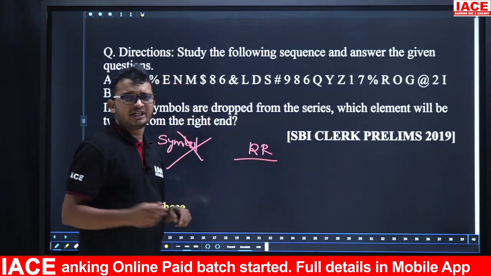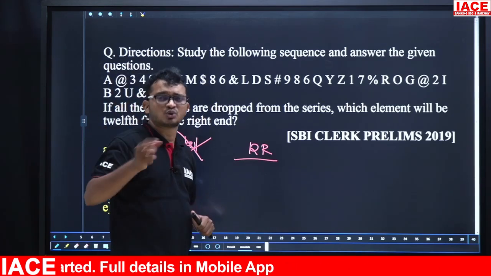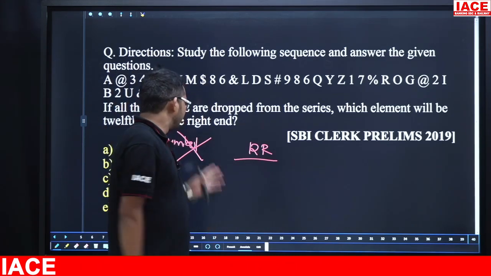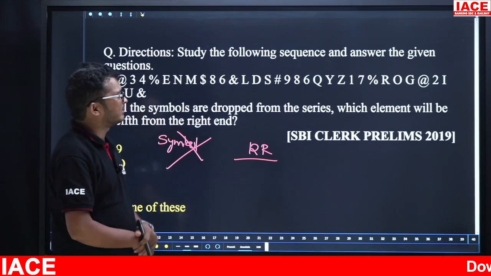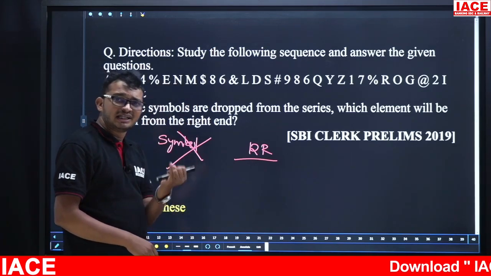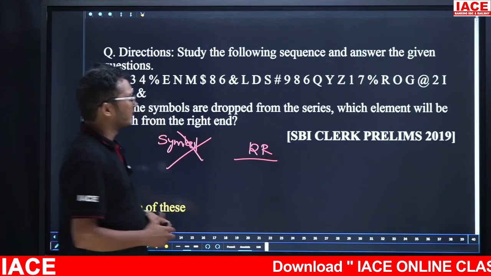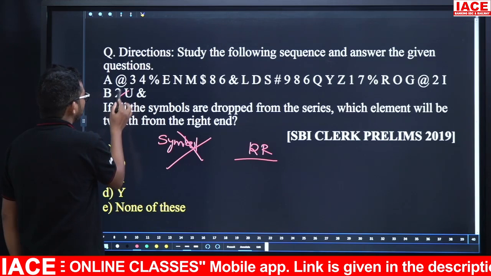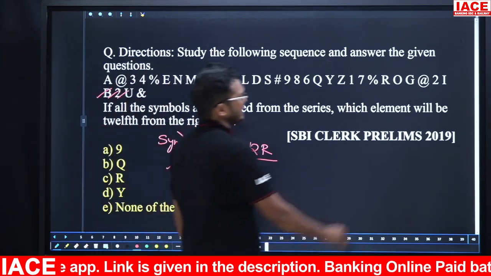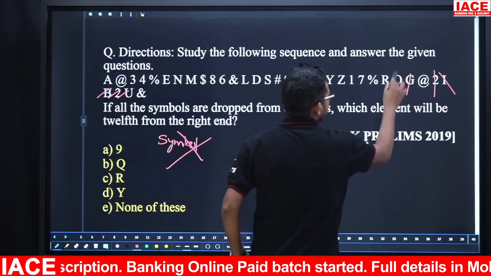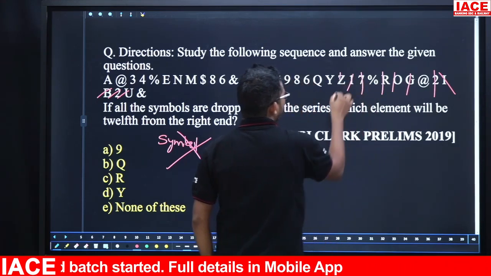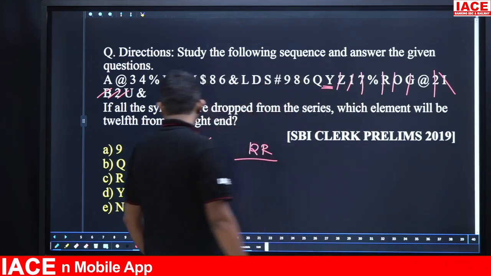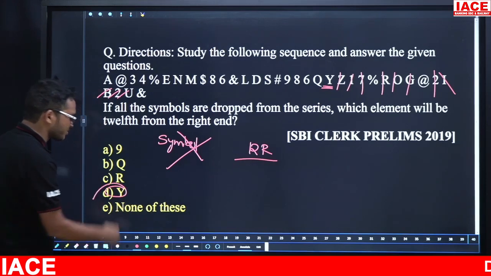So friends, remember, if symbols are deleted, we are going to count the remaining elements. That means we are going to count the letters and numbers, 12th from the right-hand side. Now take from the right. Symbols are deleted. Now 1, 2, 3. Next one is 4, 5, 6, 7, 8, 9, 10, 11, 12th one is Y. So here Y is the answer, which means the answer is option D.